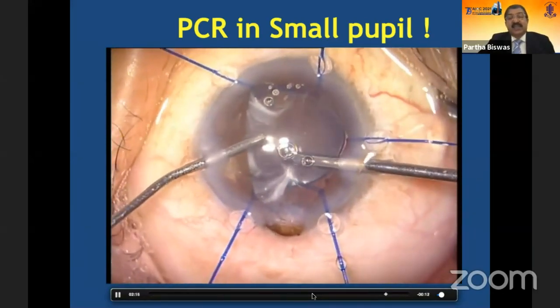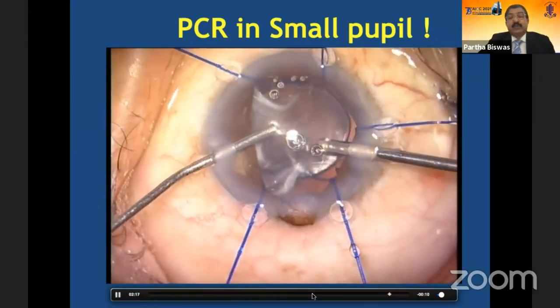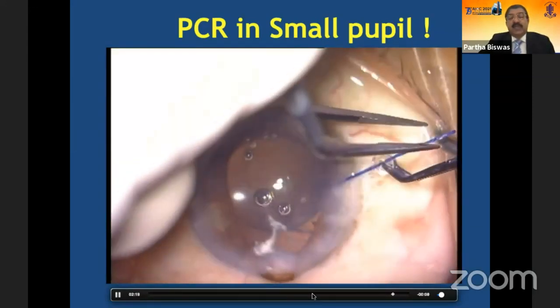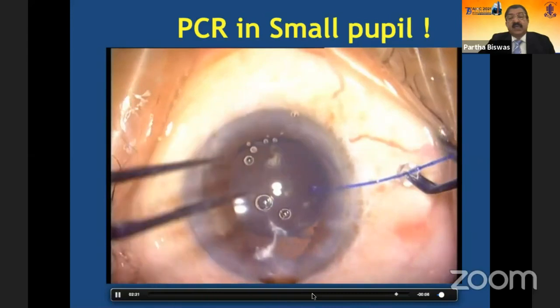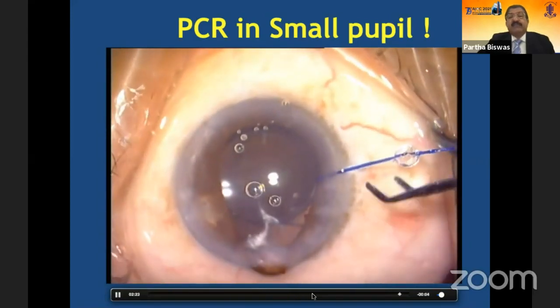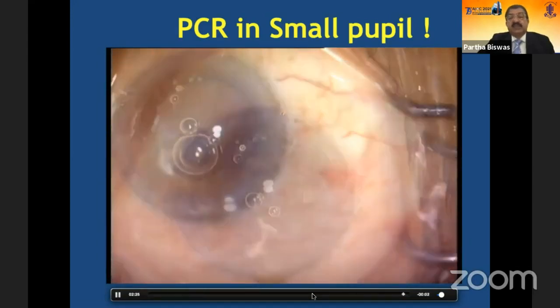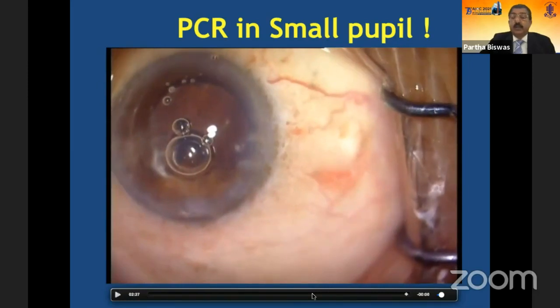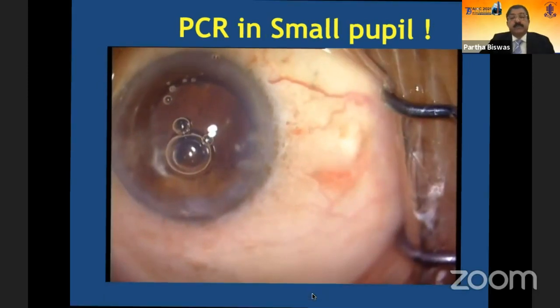And you can see that there is atrophy of the iris as well. But things will go well if it is done to the best of the advantage of the patient, and usually the recovery is good.